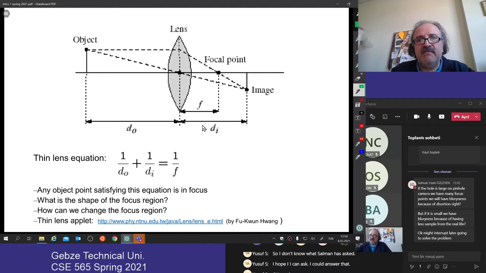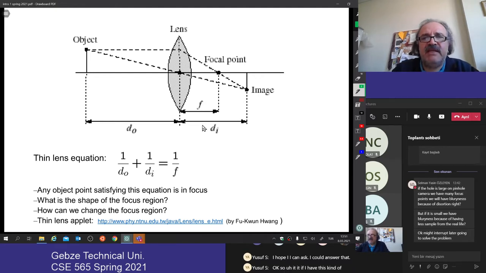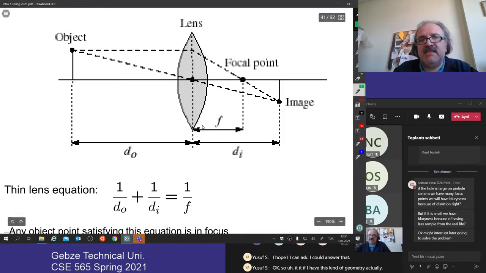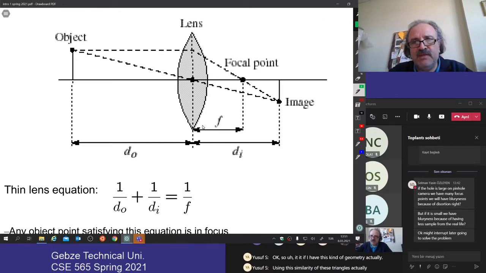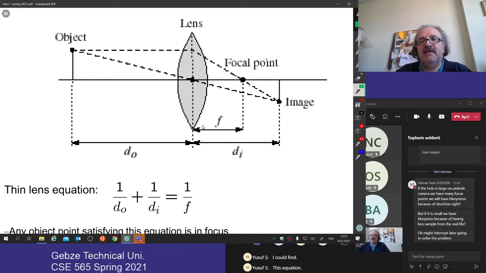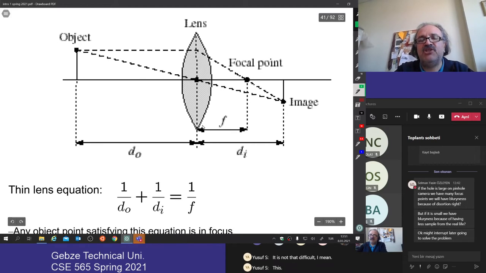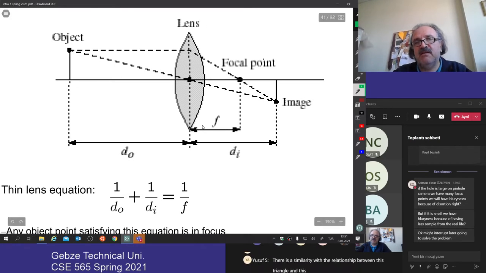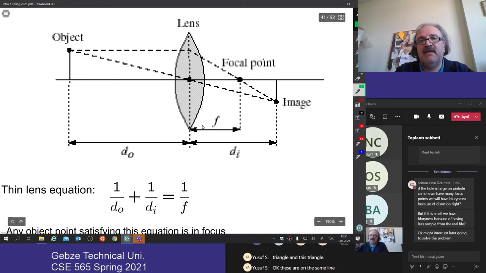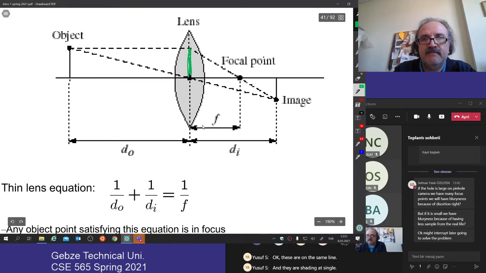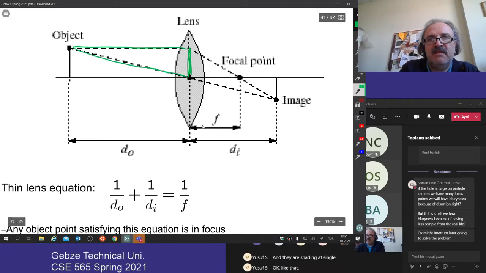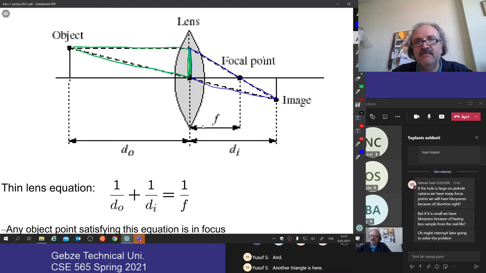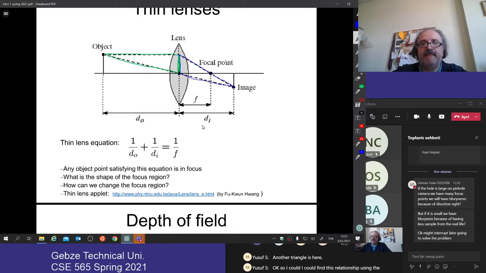So if I have this kind of a geometry, using the similarity of these triangles, I could find this equation. It is not that difficult. There is a similarity relationship between this triangle and this triangle. These are on the same line, and they are sharing a single side, like that. And another triangle is here. So I could find this relationship using the similarity of the triangles. I know that depth of field is this.